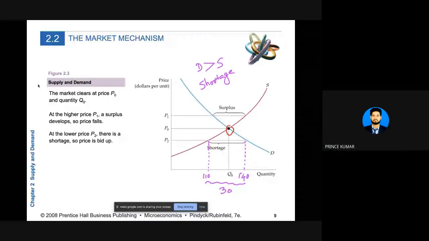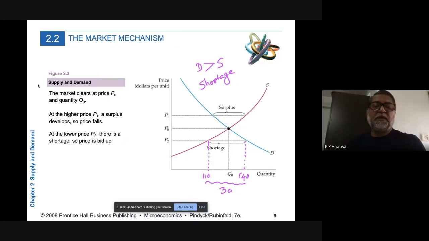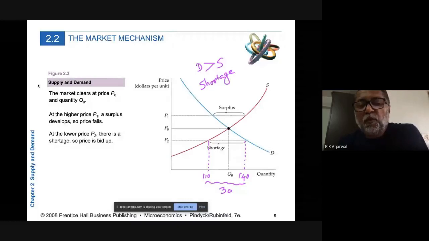So this is how, if you allow prices to change in the market, then surpluses or shortages will be corrected in due course of time. This is something which is very important. Can you recall what is the last thing that I just said?